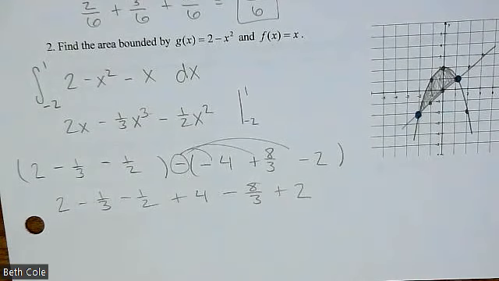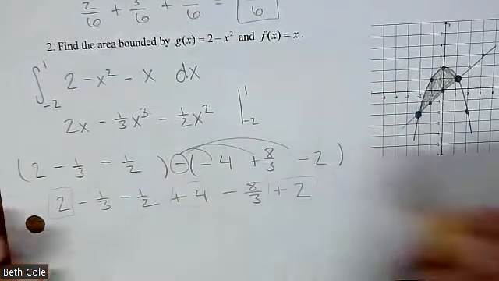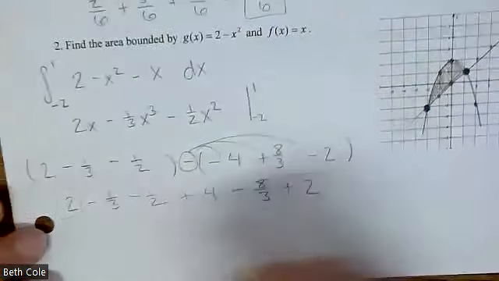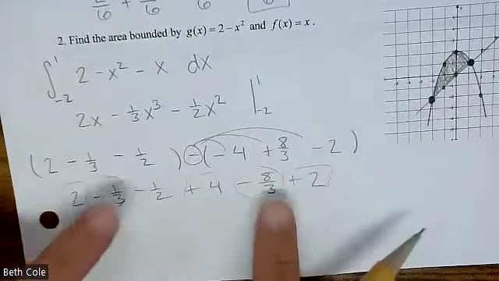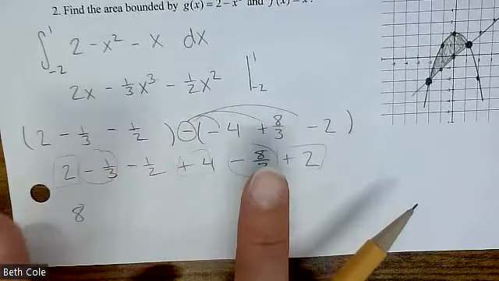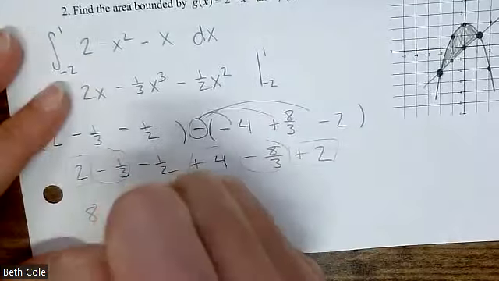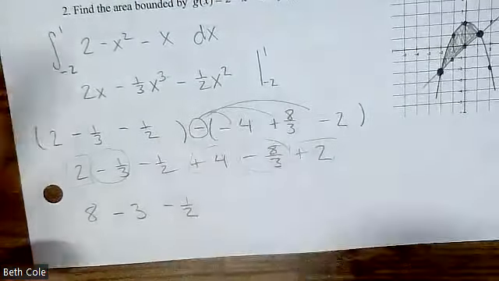So I gather all the whole numbers together. Tell me I didn't make another mistake with my negatives. No, those are all good. All right, so if we put all the whole numbers together, 2 plus 4 plus 2 is 8. And then if I kind of put the thirds together, this is why I do this. Negative 1/3 and negative 8/3 would be negative 9/3, which is minus 3. And then the last thing left there is minus a half.